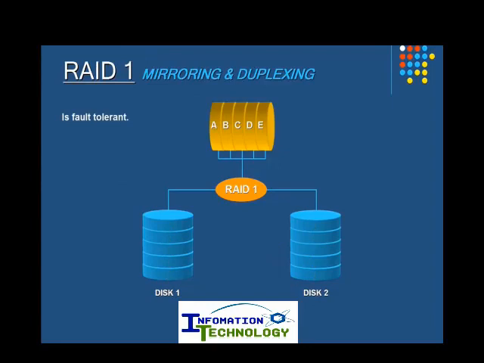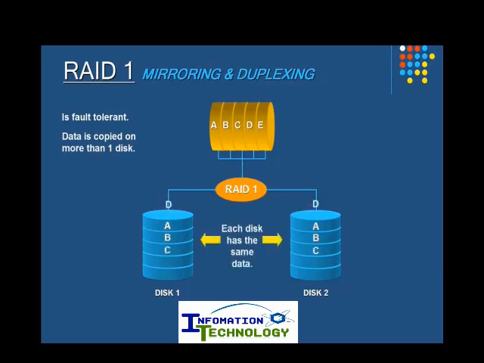Now RAID 1 is fault tolerant. In a RAID 1 setup, the data is copied on more than one disk. So disk 2 will have the exact same copy of the data as disk 1. So in the event of a single disk failure, no data loss would happen, because the other disk has a duplicate copy.